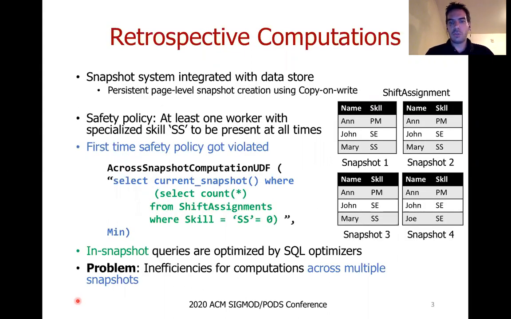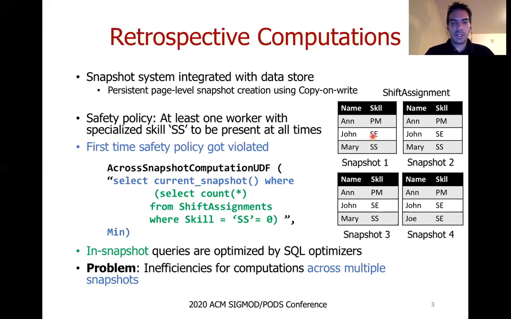First, let's see how retrospective computations can be implemented for everyday SQL applications. We assume a snapshot system integrated with a data store. It allows creating page-granularity snapshots using an efficient copy-on-write technique and storing the snapshots persistently. So applications using the snapshot system can take snapshots of their state. In the factory example I mentioned earlier, we assume this shift assignment table that stores employees and their skills. We have created 4 snapshots showing the employees on shift when the snapshots were created.